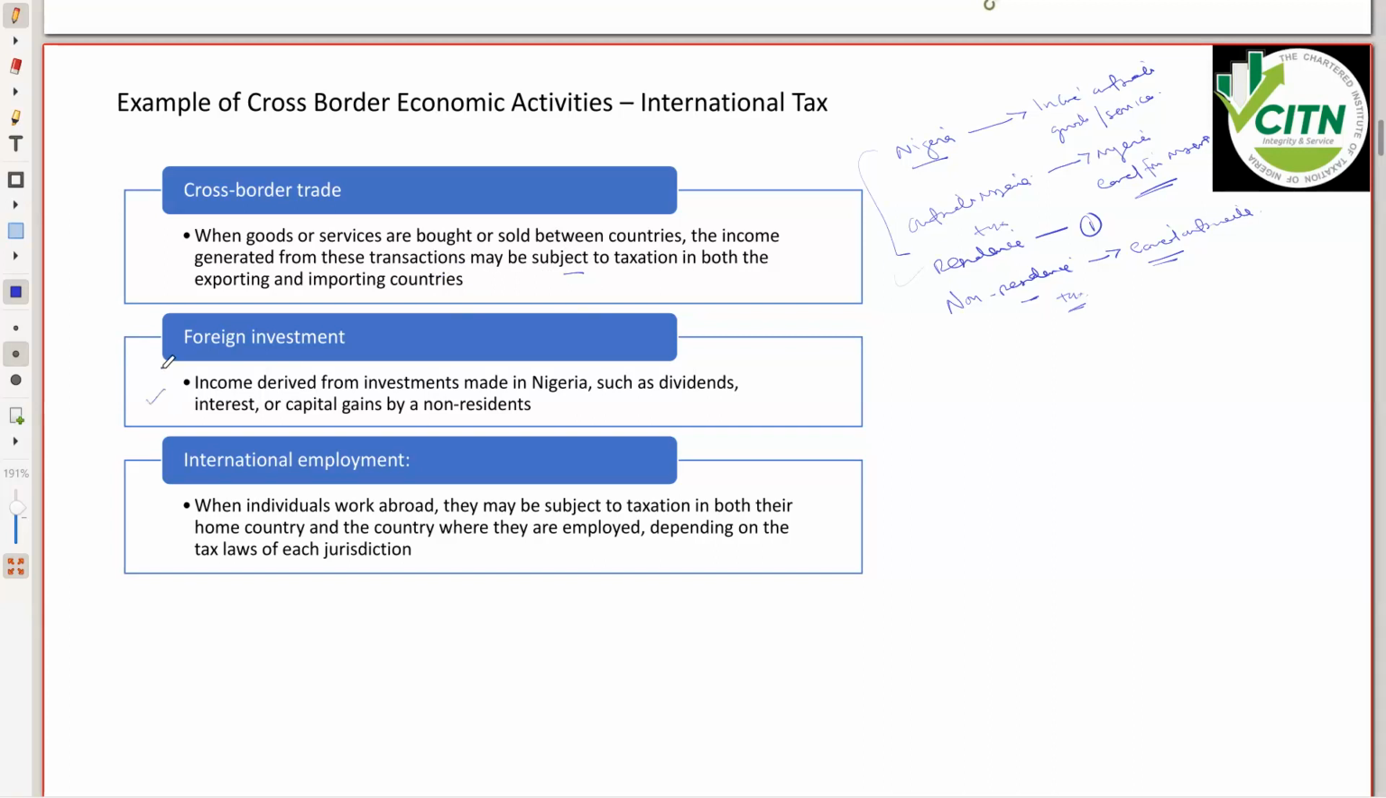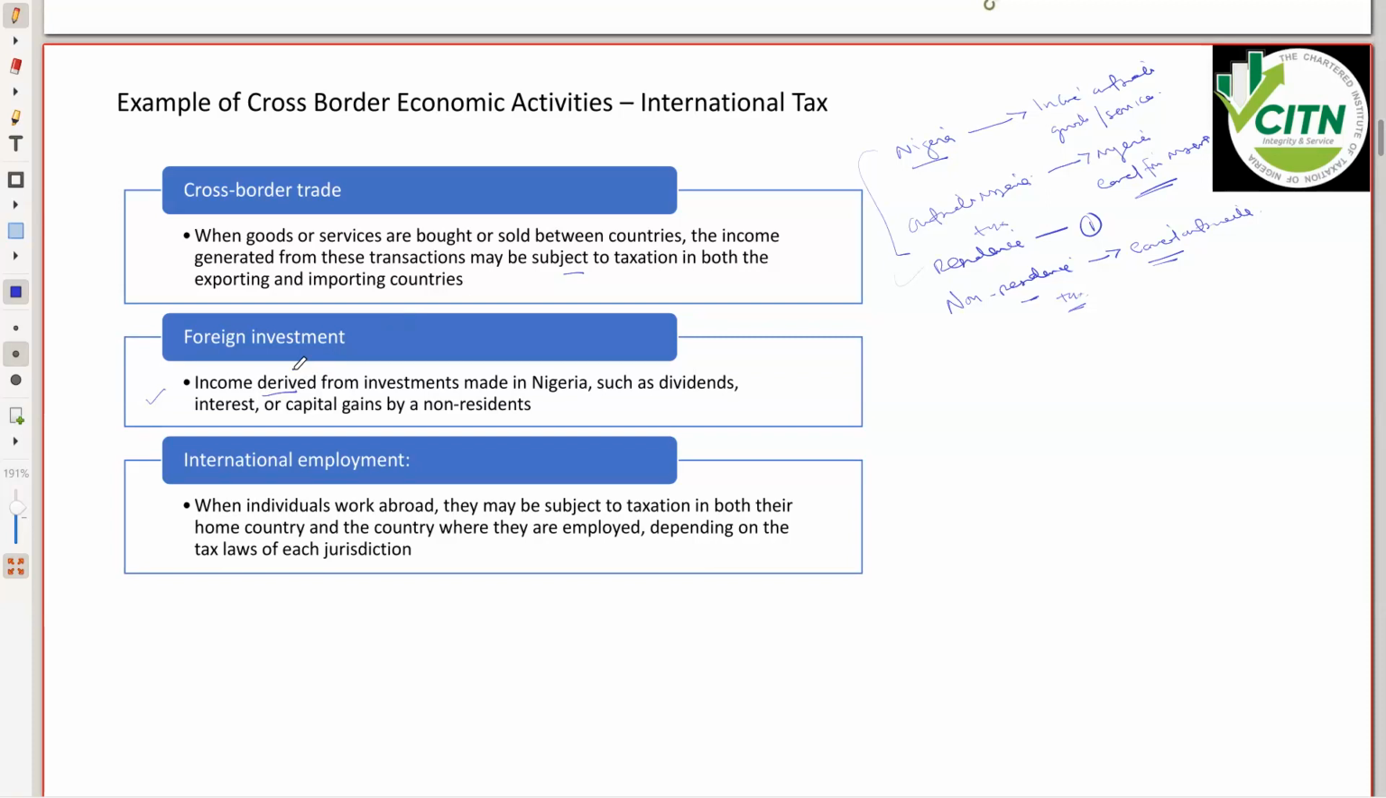Another one is foreign investment. There is a number of foreign direct investments that come to Nigeria, and a number of people that invest in the Nigerian Stock Exchange, which you call Nigerian Exchange Group right now. The foreign investors don't reside in Nigeria, but they derive income from Nigeria in the form of dividends, interest on their bonds and the like, and capital gains. So those incomes are subject to taxation.